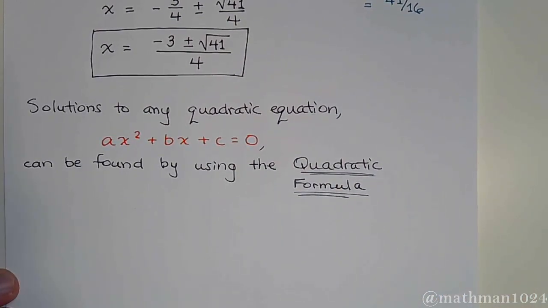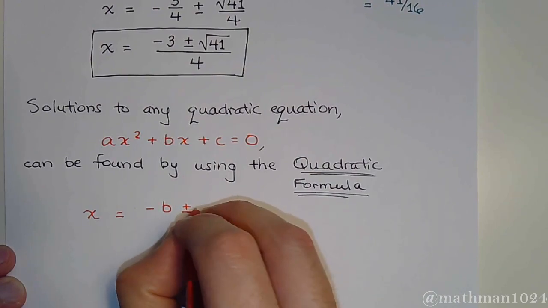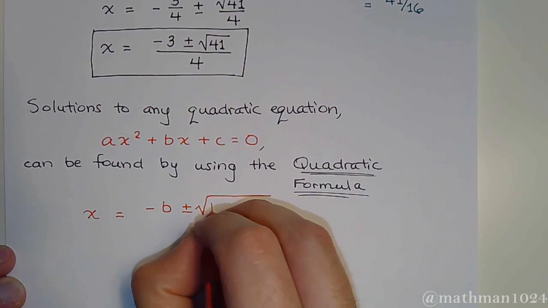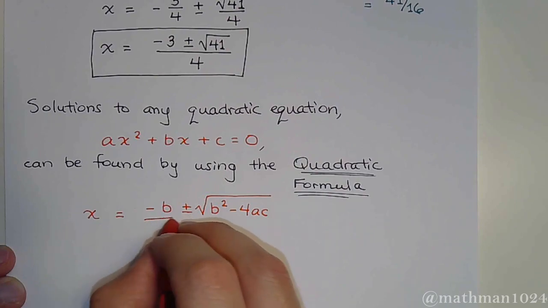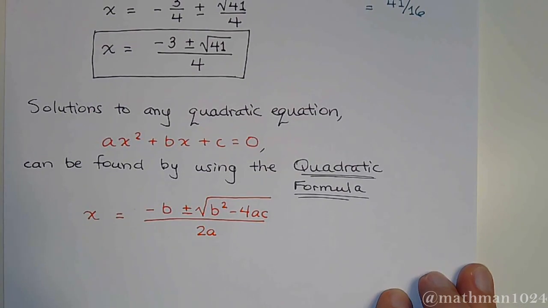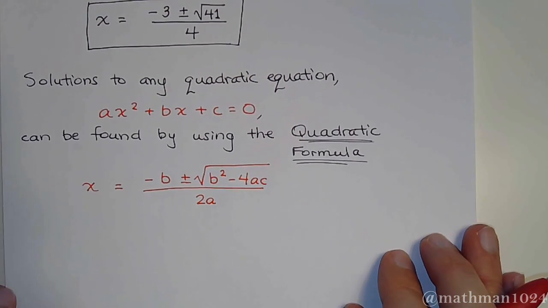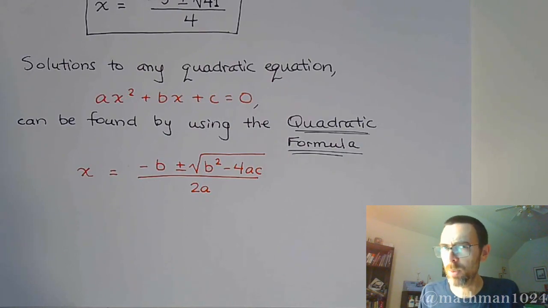And here's what the quadratic formula says. It says your solutions given by x will equal negative b plus or minus the square root of b squared minus 4ac all divided by 2a. So that's your quadratic formula. It looks messy, but don't worry about it. You didn't have to come up with the formula. You could have, but somebody else already did.